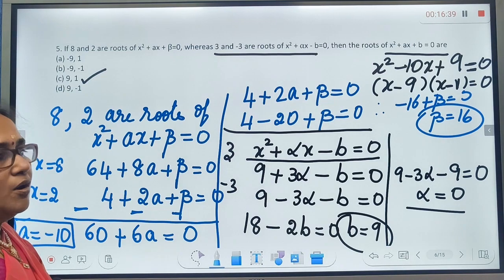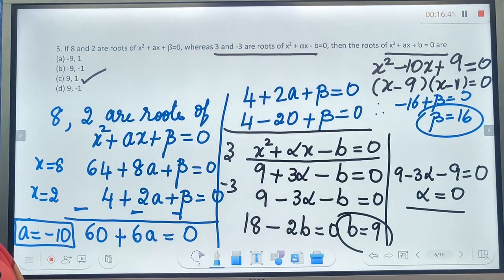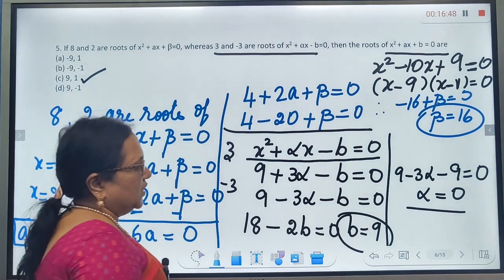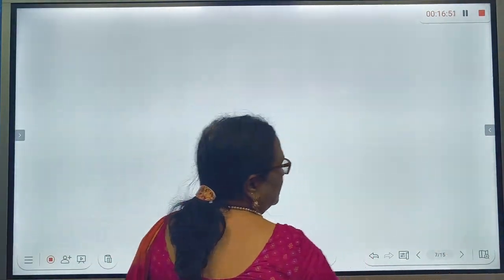B is 9. Are you able to follow? So we have now found the solution for the x square plus ax plus b equal to 0. Let's pass on to the next problem.